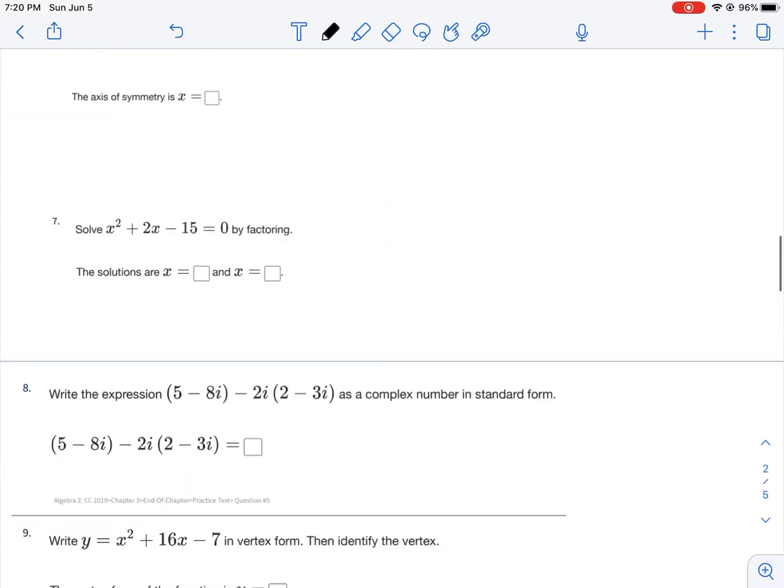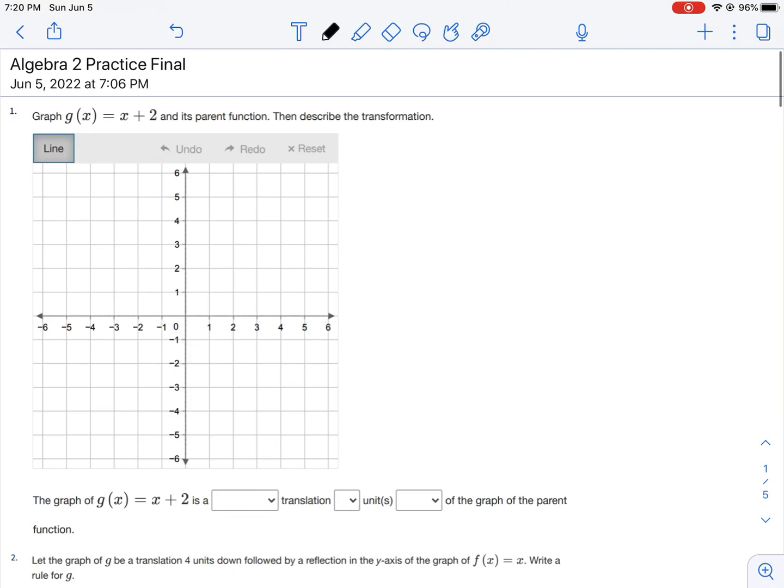Okay, final practice final. Here we go. Question 1. Graph g of x equals x plus 2 and its parent function. Then describe the transformation. It's expecting you to graph two things here.